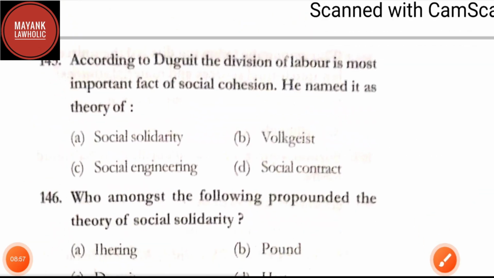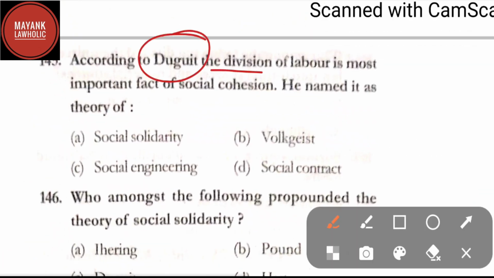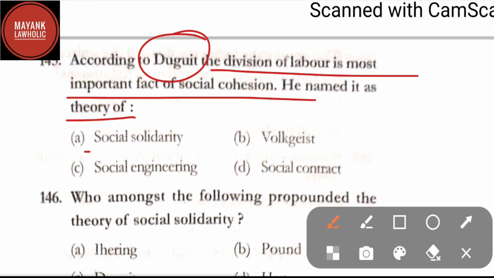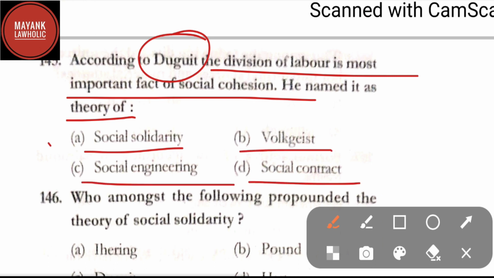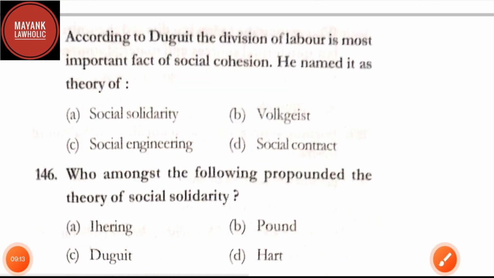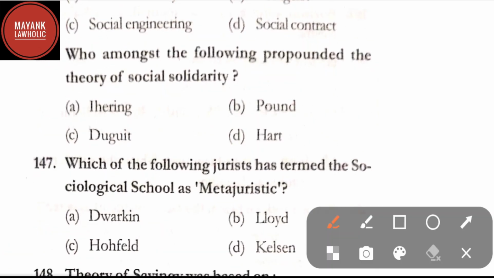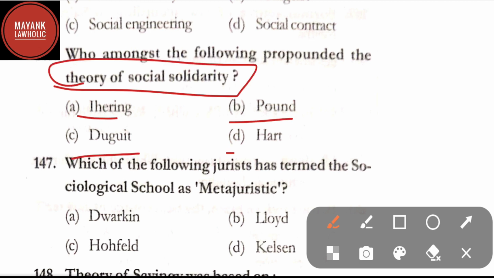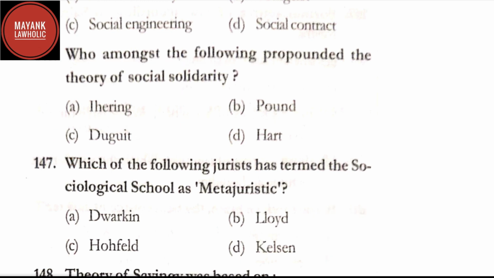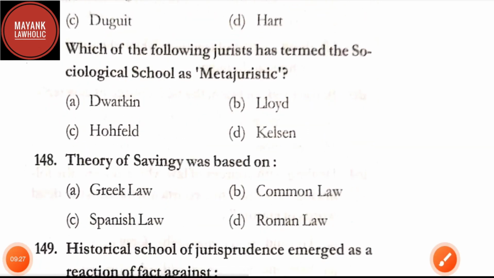Question number 145. According to Duguit, the division of labor is the most important fact of social cohesion. He named it as a theory of social solidarity, Fox-Chest, social engineering, or social contract. Question number 145, the correct answer is option A, that is social solidarity. Question number 146. Who amongst the following propounded the theory of social solidarity? Option A, Ihering, option B, Pound, option C, Duguit, and option D, Hart. Here the correct answer is option C, that is Duguit. Duguit is known to be the propounder of the theory of social solidarity.